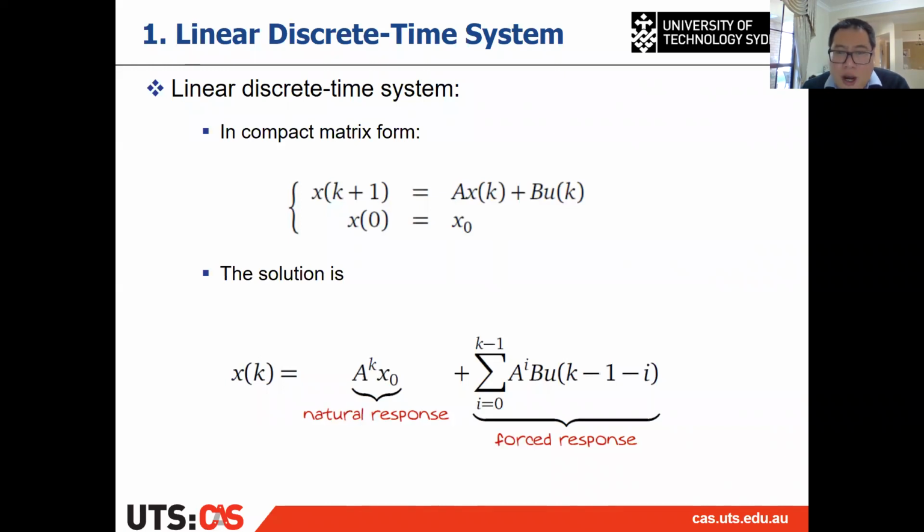In the solution, there are two parts. The first term we call the natural response, which means that without any input, the state will change like that. The second term we call the forced response. This response mainly depends on the input, which is why we call it the forced response, because it mainly depends on the input u.